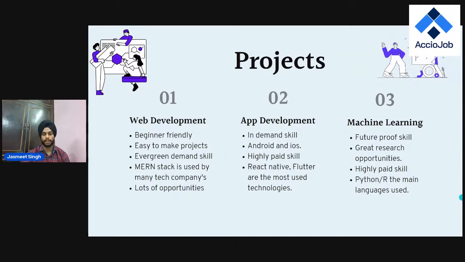For Flutter, it's a quite new framework. It was launched by Google in 2017. It uses Dart as its primary language. Dart is a pretty easy language. It's almost similar to Java and C++, not JavaScript, sorry. So catching up with Dart is not a big deal if you are familiar with any of these two.